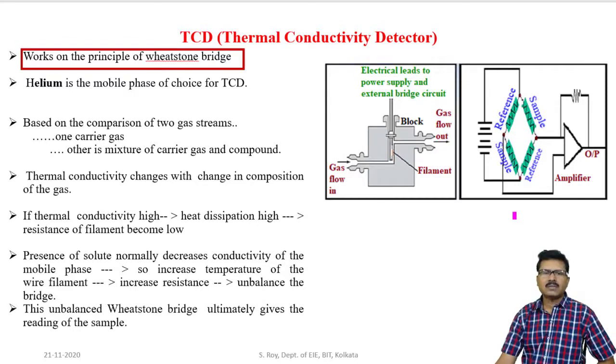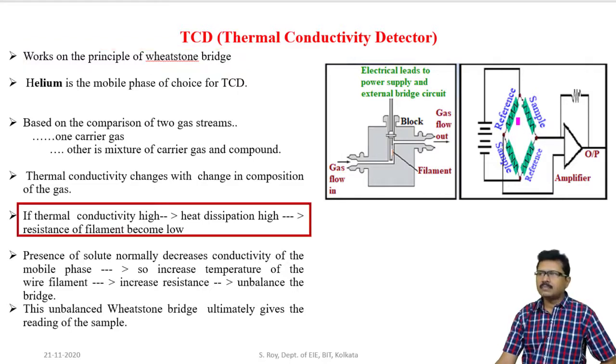In this thermal conductivity detector, normally helium gas is used as the mobile phase. This detector is based on comparison of two gases. One is the carrier gas and the other is a mixture of carrier gas and compound. Now, thermal conductivity of different gases is different, so a change in composition of gas causes a change in thermal conductivity.